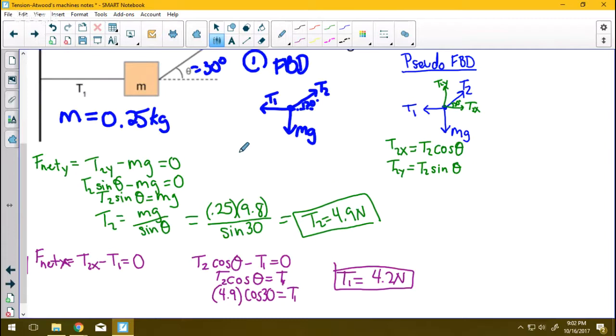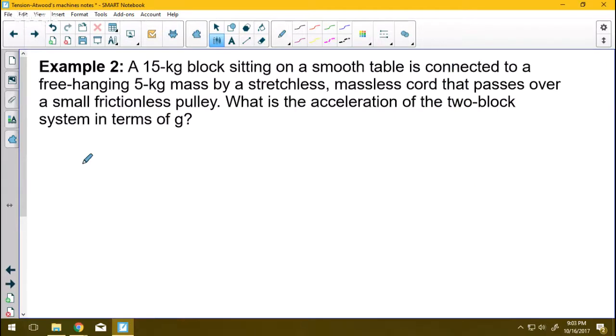Okay, so now let's do another sample problem. Example 2 says a 15-kilogram box sitting on a smooth table is connected to a free-hanging 5-kilogram mass by a stretchless, massless cord that passes over a small frictionless pulley. What is the acceleration of the two-block system in terms of g? So let's first say that capital M is 15 kilograms. Little m, we'll say, is the 5 kilogram mass.